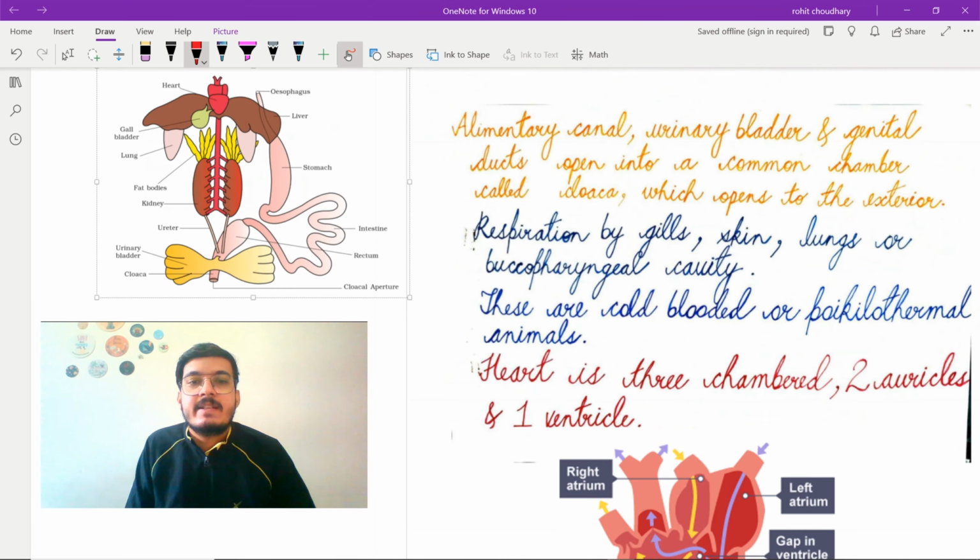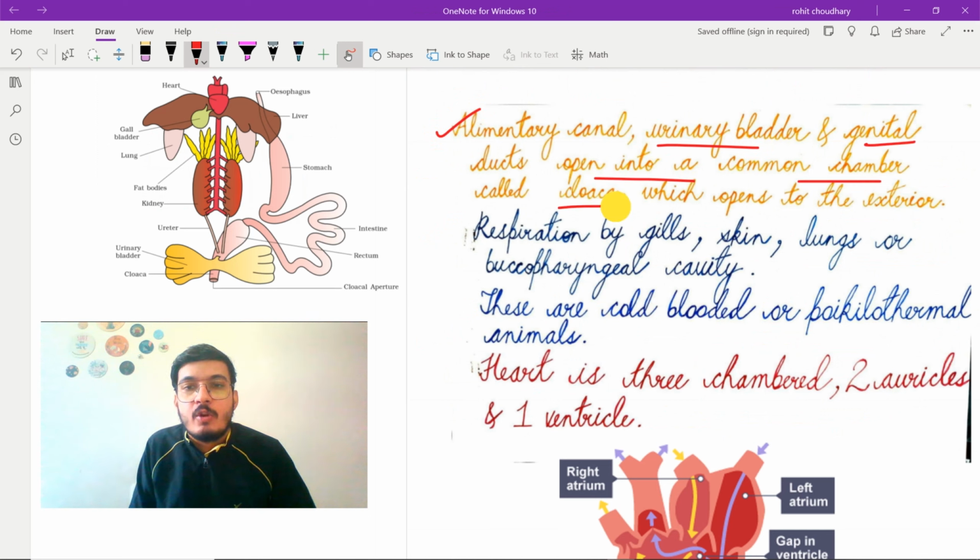The next characteristic feature is alimentary canal, urinary bladder, and genital ducts. They open into a common chamber that is called cloaca. All of these, alimentary canal, urinary bladder, and genital ducts, they open into a common chamber called cloaca, which opens to the exterior through cloacal aperture.